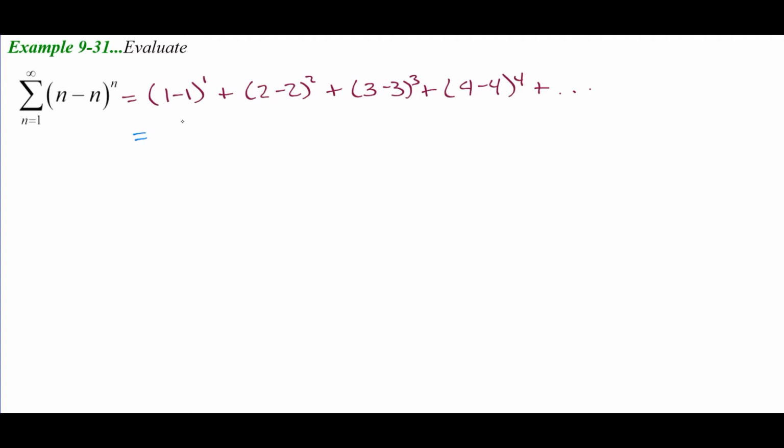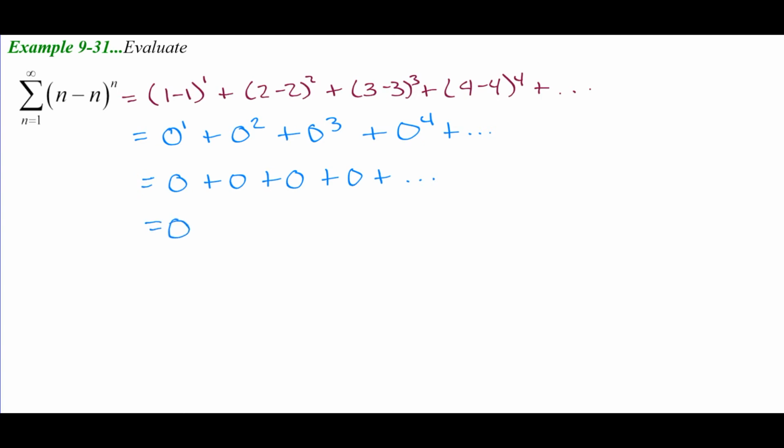So this is going to give me 1 minus 1, 0 to the first power, plus 0 to the second power, plus 0 to the third power, plus 0 to the fourth power, forever. So 0 to any power I know is 0, so I just have 0 plus 0 plus 0 plus 0, etc. forever. But I know if I add 0 to itself forever, I'm still going to get 0. So my summation is actually 0.